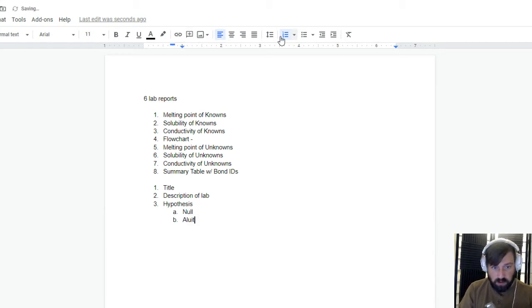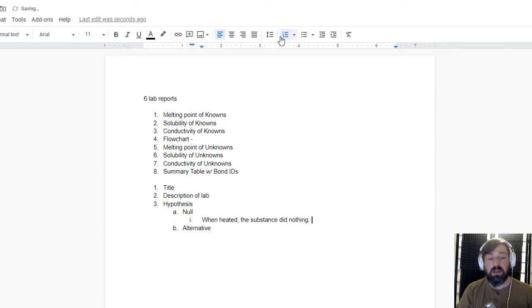You'll need a null hypothesis and alternative hypothesis. A null hypothesis, remember, is you do a thing and nothing happens. So for the melting point, for example, I could say when heated, the substance did nothing. That would be a good hypothesis for a null hypothesis. And again, this is for the melting point. We heat the thing, nothing happens.